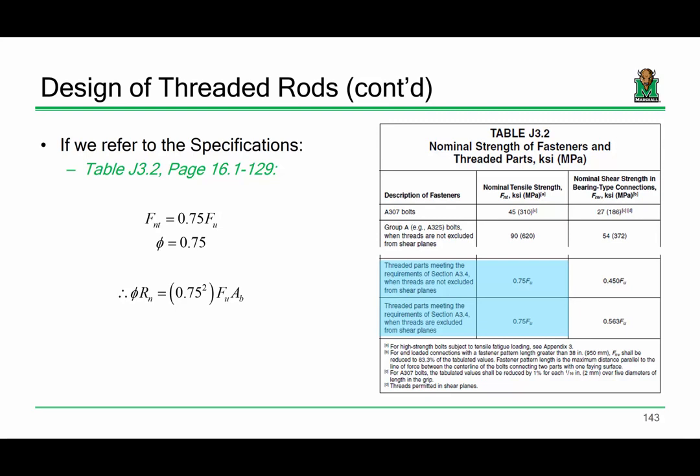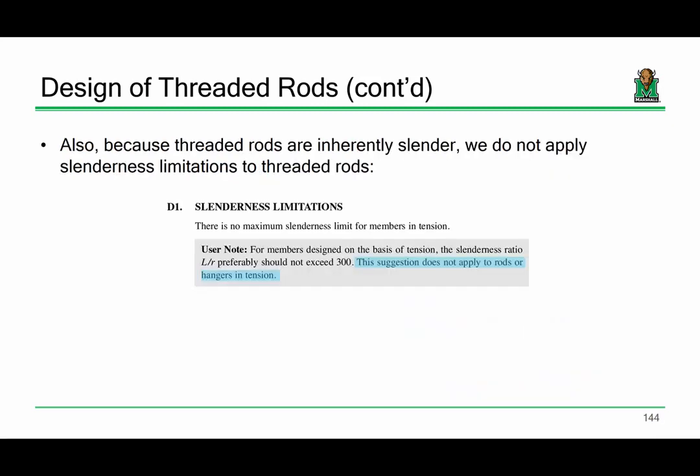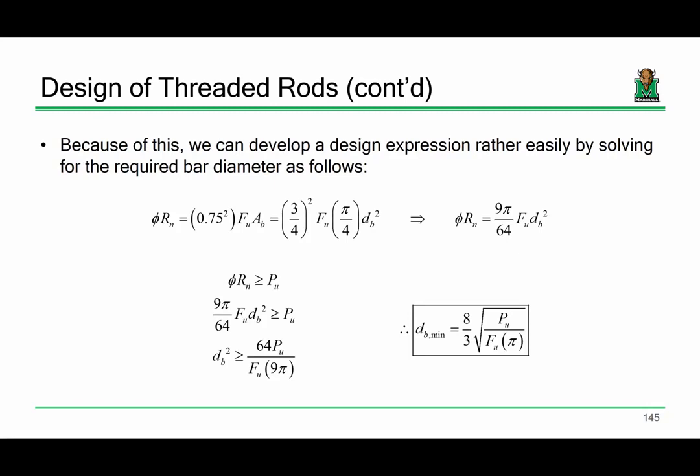So it's pretty straightforward. You take the gross area of the bar, Ab, Fu, and then 0.75 squared, one for the phi value and one for the reduced area because of the threads, to get phi Rn. So there is no slenderness limit. So phi Rn has to be greater than or equal to your factored load, you can set those two essentially equal to one another or use the inequality that I have here. It's whatever you prefer to solve for db.